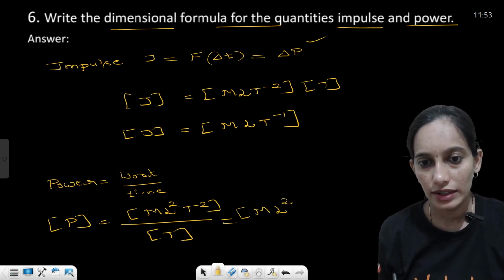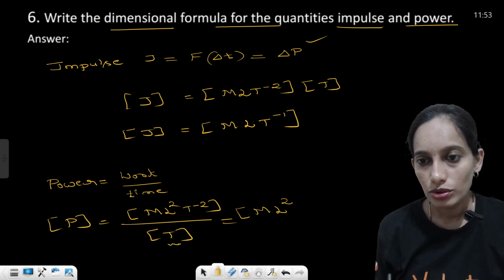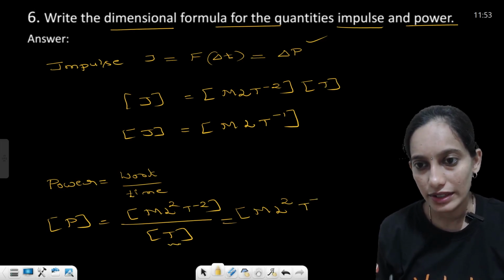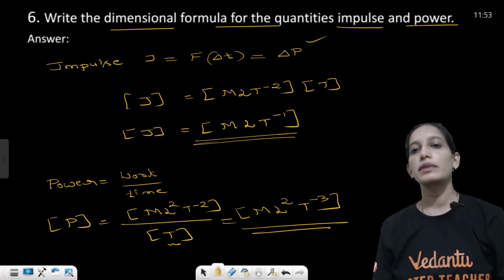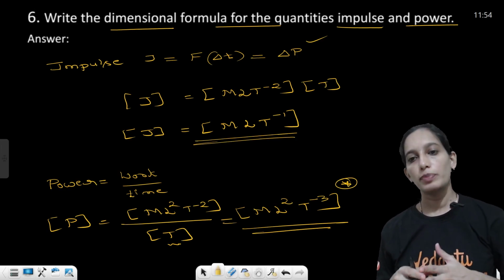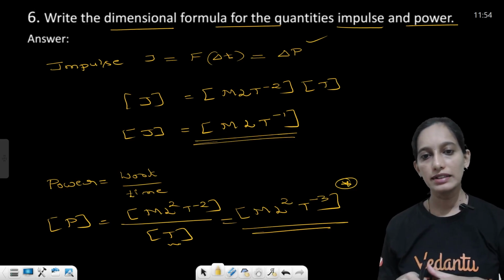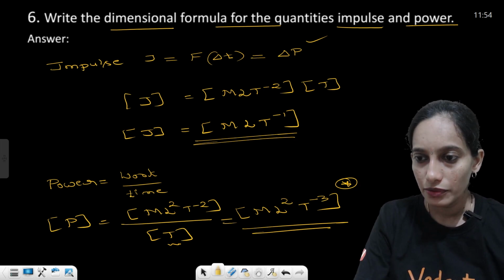If we take this denominator t to the numerator, it becomes minus 1, so t power minus 2 minus 1 will give us t power minus 3. So the dimension of impulse is m l t minus 1, whereas the dimension of power is m l square t minus 3. Hope it is clear. Moving to the next question.